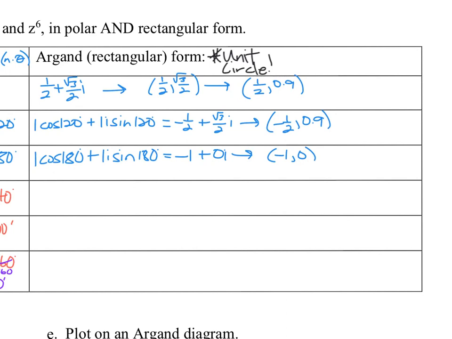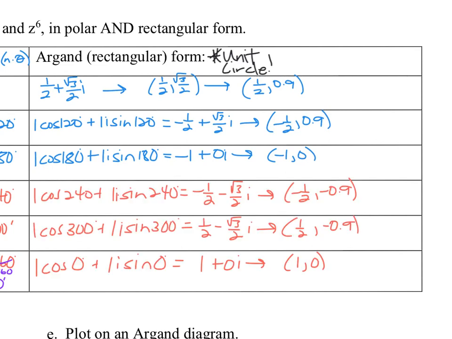Again, I want you to pause and complete the second half. Do z to the 4th, z to the 5th, z to the 6th, and determine what they would be in rectangular form. Let's see how you did. For z to the 4th power, I got negative 1/2 minus square root 3 over 2i. Z to the 5th power, I got positive 1/2 minus square root 3 over 2i. And then our last one, z to the 6th, I got 1 plus 0i.